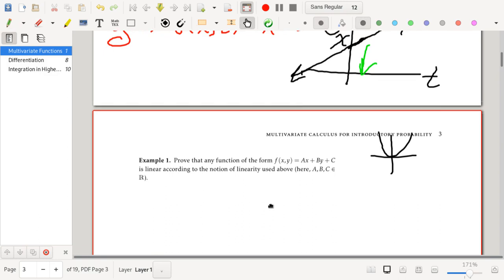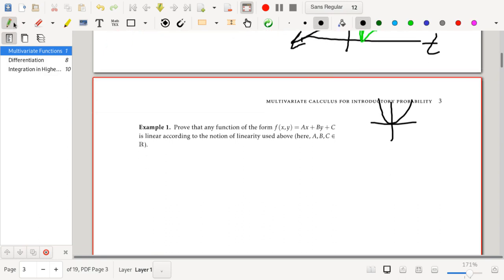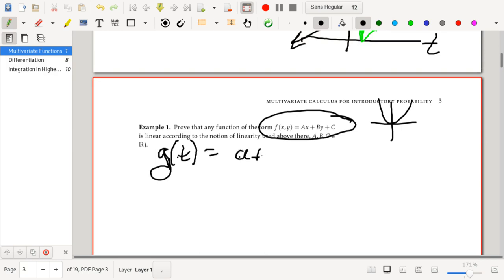any function of this form is going to be linear, since whenever we look at this function along a linear path, it's always going to be linear. So a linear path is a path where our x coordinate is of the form a plus bt, and our y coordinate is of the form c plus dt.